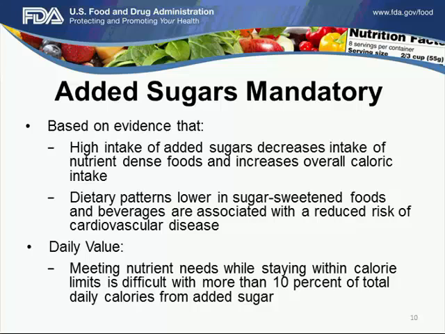Dietary patterns lower in sugar-sweetened foods and beverages are associated with a reduced risk of coronary vascular disease. As diet modeling is done, meeting nutrient needs from foods while staying within calorie limits is extremely difficult with more than 10% of total daily calories from added sugars. So for these three fundamental reasons, we felt we had the public health basis to add added sugars into the nutrition facts panel. Next slide.